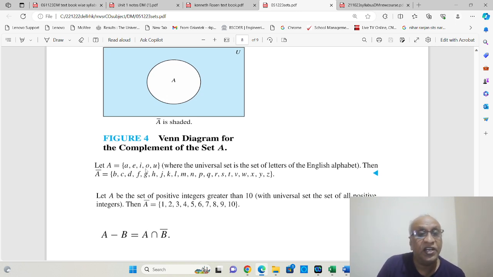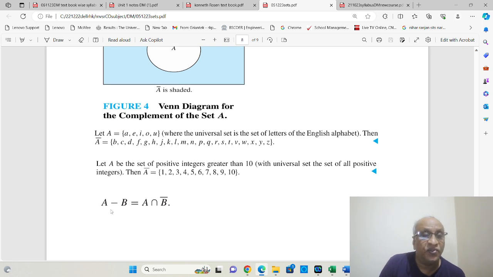Suppose A consists of vowels. A is a set consisting of the vowels a, e, i, o, u. So what will be A bar, meaning the complement of A? All the alphabets other than a, e, i, o, u. So difference is indicated by A minus B, which is A intersection B bar.